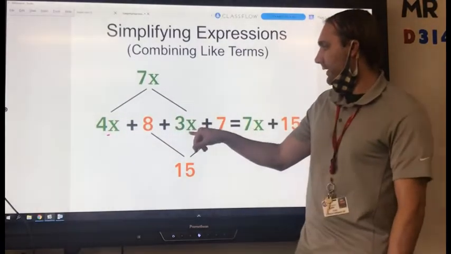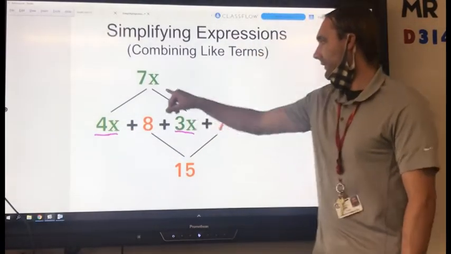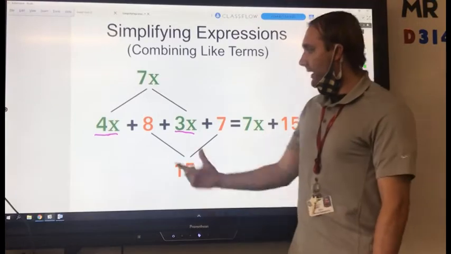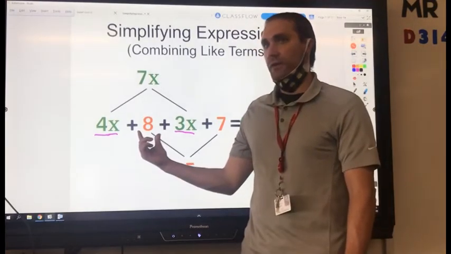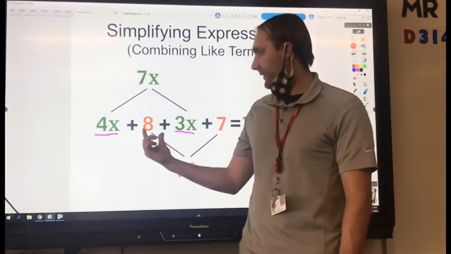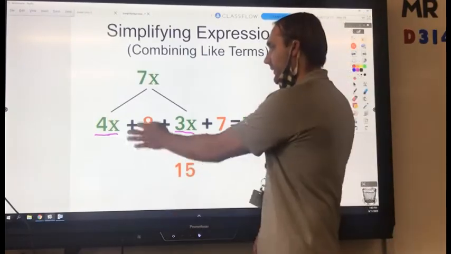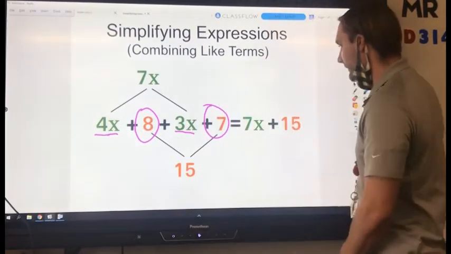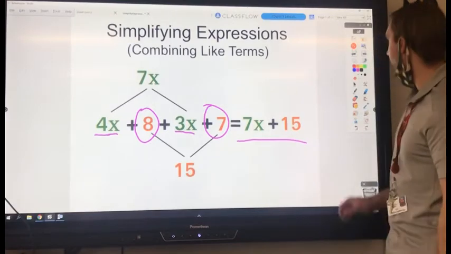4x, I want to add the coefficients together. So 4x and 3x, 4 plus 3 is 7x. And then I have this number here with no variable, and that's called a constant. So I've got to add my constants together. 8 and 7 give me 15. So my answer is 7x plus 15.